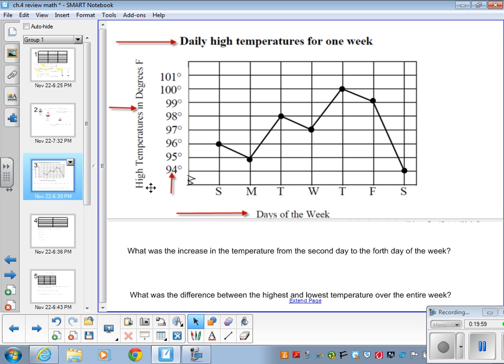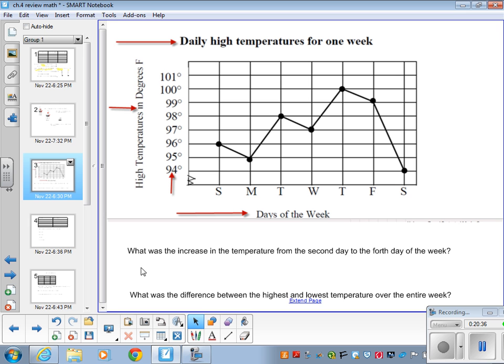Look over to the left. High temperatures in degrees Fahrenheit. I see it goes from 94, 95, 96, 97, 98, 99, 100, 101. Wow, this is awesome. Everything goes up by one interval. We don't have to worry about understanding what the middle spaces are, since everything goes up by one. It shows us Sunday through Saturday, the days of the week. All right, now that I understand the line graph, I'm able and ready to answer the questions.